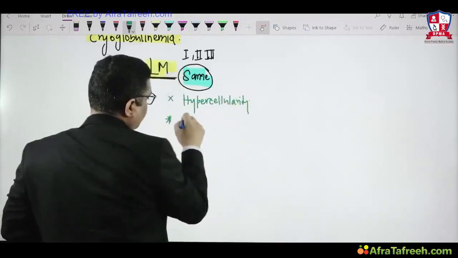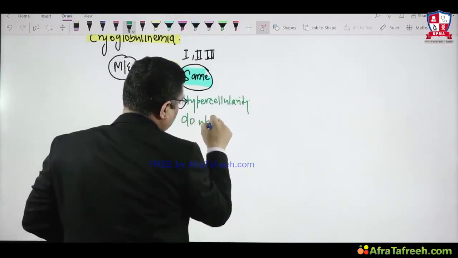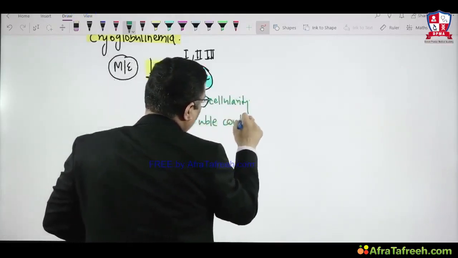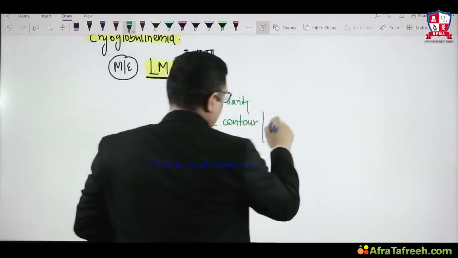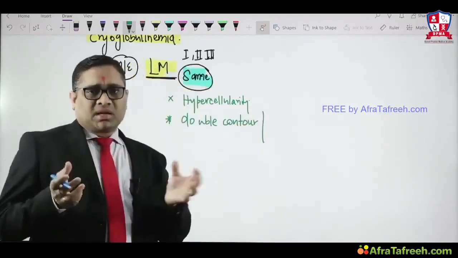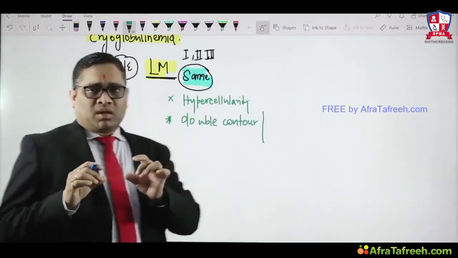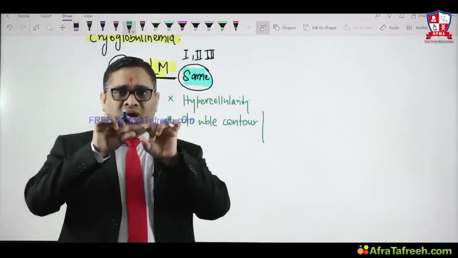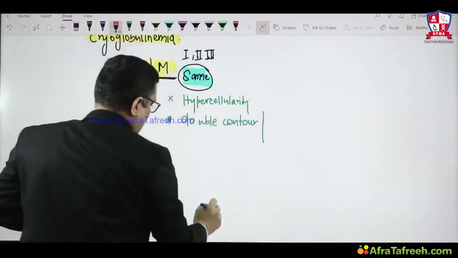There will be a double contour appearance. Double contour. What is double contour? It is the basement membrane, basically because of the immune complex deposit, that basement membrane will be looking as if there are two layers, right? So just for example, I want to show you this one.